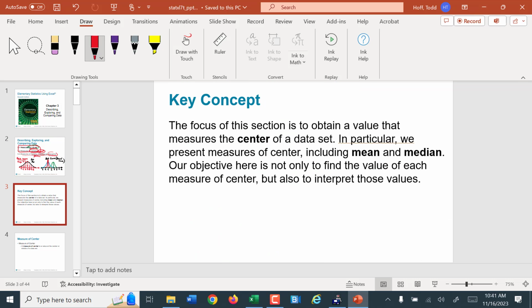So our key concepts here: when we look at measuring the center, there are a couple of very prominent measures, and there are some others that we're going to look at that are not as important. But it is important to look at those measures of center, mostly the mean and median, and compare them in order to analyze the data set.